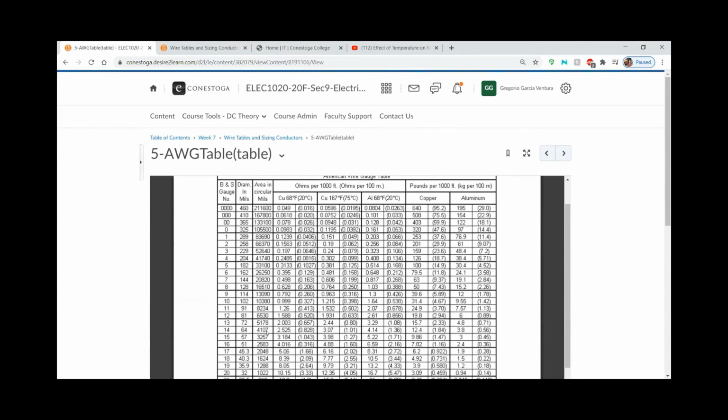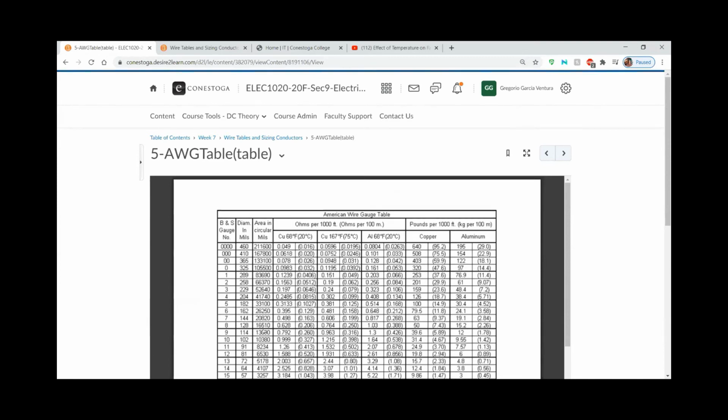So whenever we are using the formula that says R is equal to K times L divided by A, and I'm going to go back to that formula so you can see it once more, that A corresponds to a number right here, depending on the gauge of the wire that you want to use.